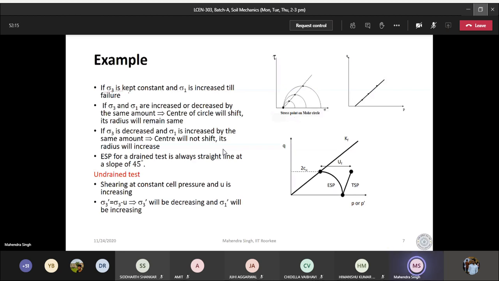So let us take one example. If sigma 3 is kept constant and sigma 1 is increased till failure, so sigma 3 is kept constant here, so sigma 1 is being increased. This is the usual case which very commonly we have been discussing. So, and then you can join them, and I have already discussed this angle will be 45 degree.